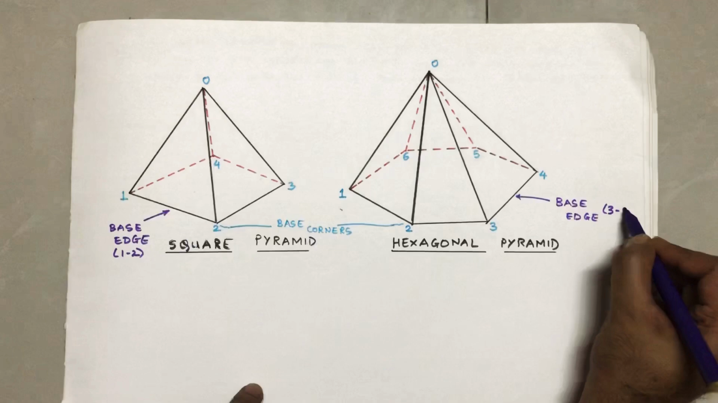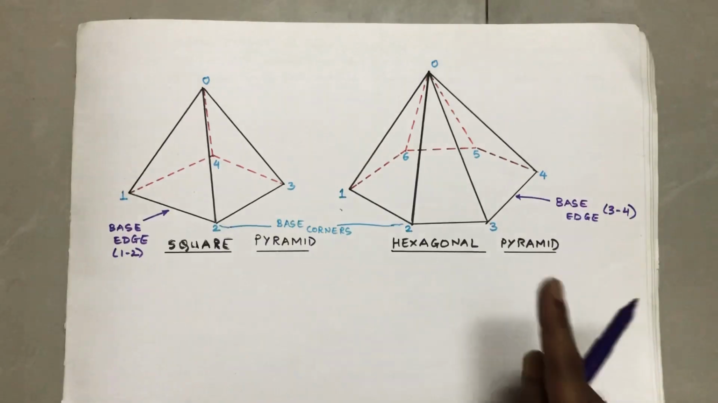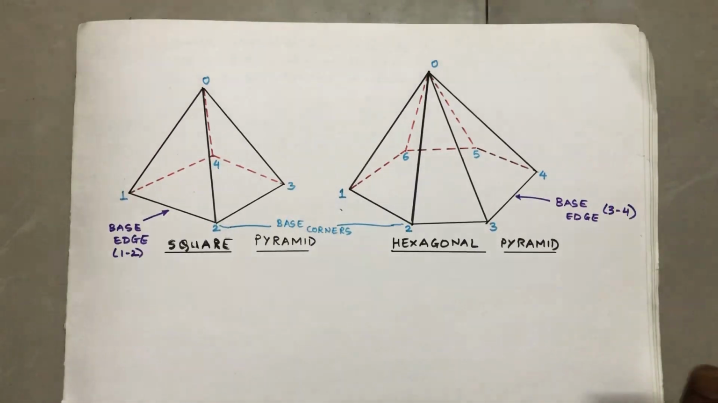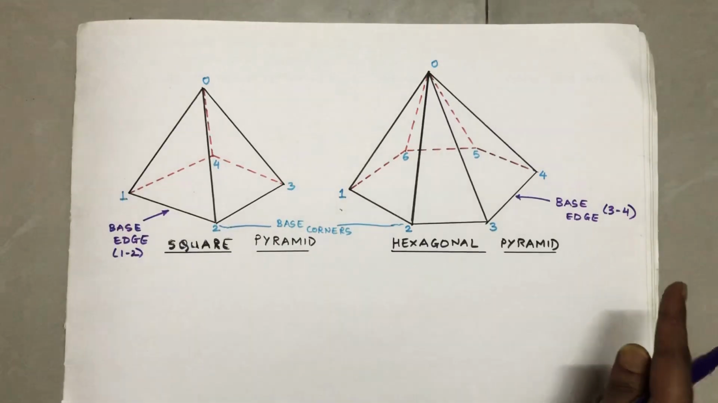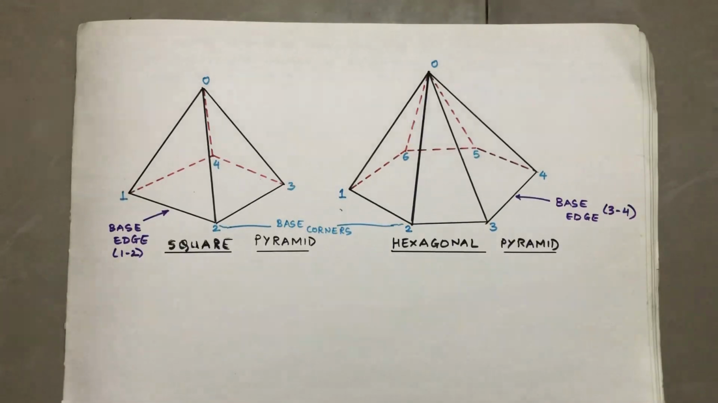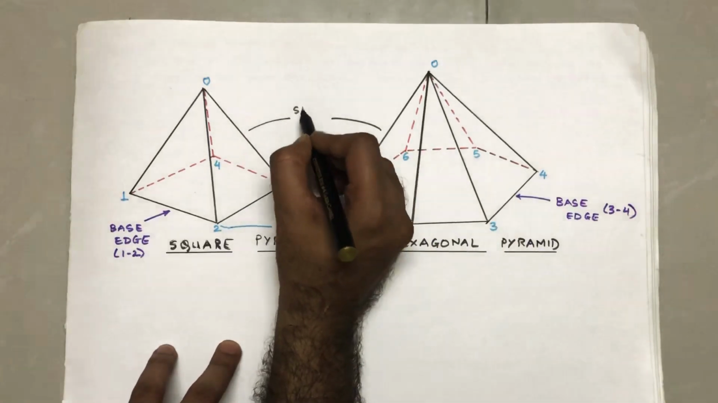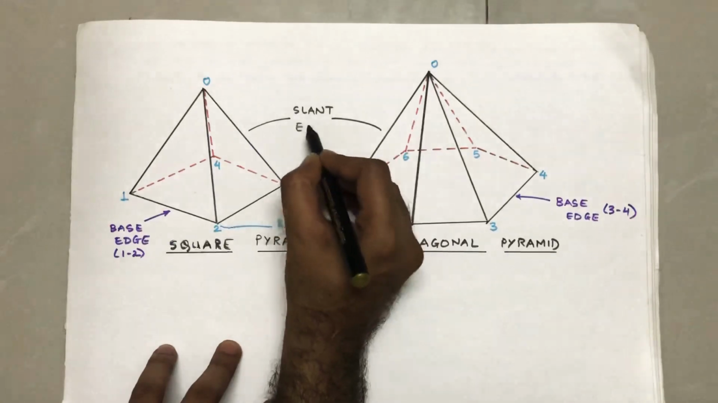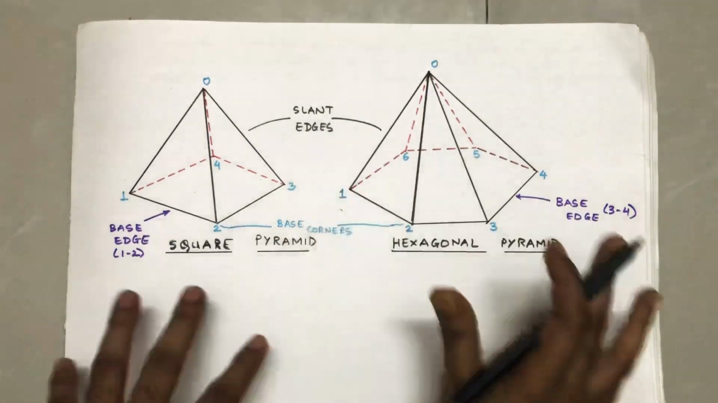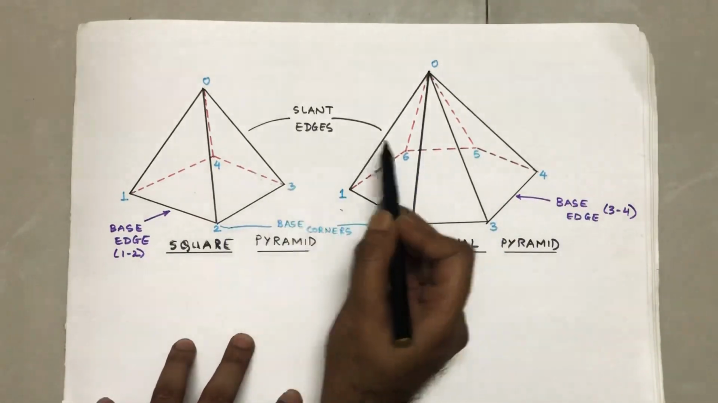This base edge is 3, 4. So guess how many base edges will be there in a pentagonal pyramid? 5. 1, 2, 2, 3, 3, 4, 4, 5, 5, 1. That's it. Good. Now we'll go ahead even further. Let's talk about this here. Now this are what we call as the slant edges. Now if you see any kind of pyramid you take, any kind, it will always have a slant edge.